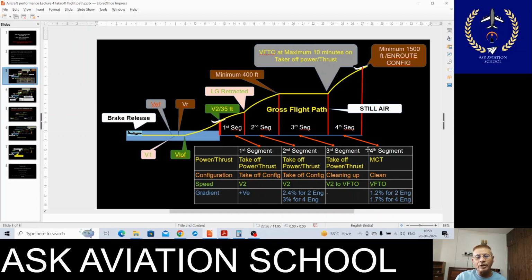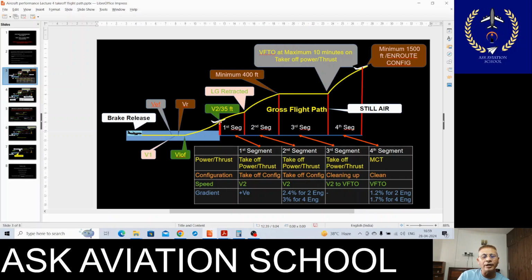After having reached 10 minutes, the maximum time up to which you can maintain the takeoff thrust or the takeoff power, and after the aircraft has come to the speed of VFTO in the clean config, the power or thrust will be reduced to MCT, and the aircraft will start climbing in a clean config with a speed of VFTO. The minimum regulatory climb requirement for a twin engine aircraft is 1.2%, and for a 4-engine aircraft it is 1.7%. The climb path is shown in the yellow line.